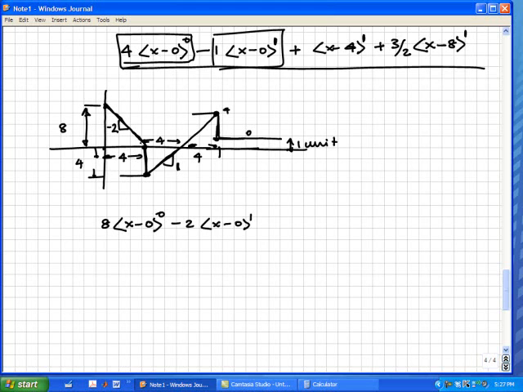So I got down here, now I am at 4, there, I jumped down by how much? By 4 units, so I got -4 times x minus 4 to the power 0. My slope went up from -2 to 1, so I get +3 times x minus 4 to the power 1.